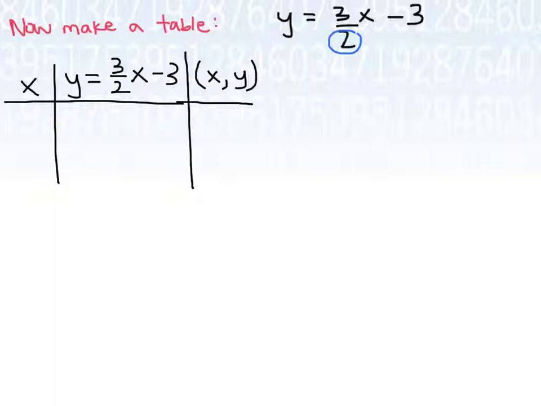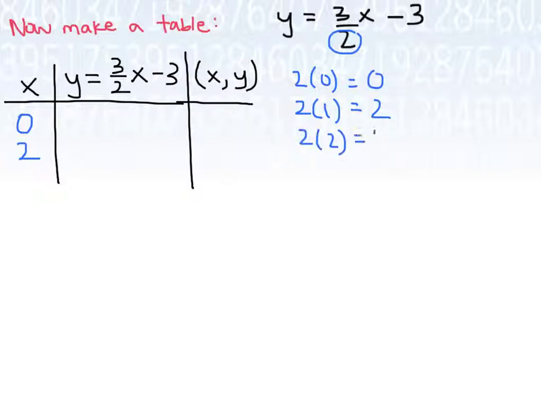So a couple of good values to choose for the x would be 2 times 0, which is 0. That'd be a good one. 2 times 1 would also be great. 2 times 2, which is 4, would also work nice. And a lot of times I like to throw in some negative values of x to help me out as well. So maybe I'll look at 2 times negative 1, which would give me negative 2. And 2 times negative 2, which would give me negative 4.